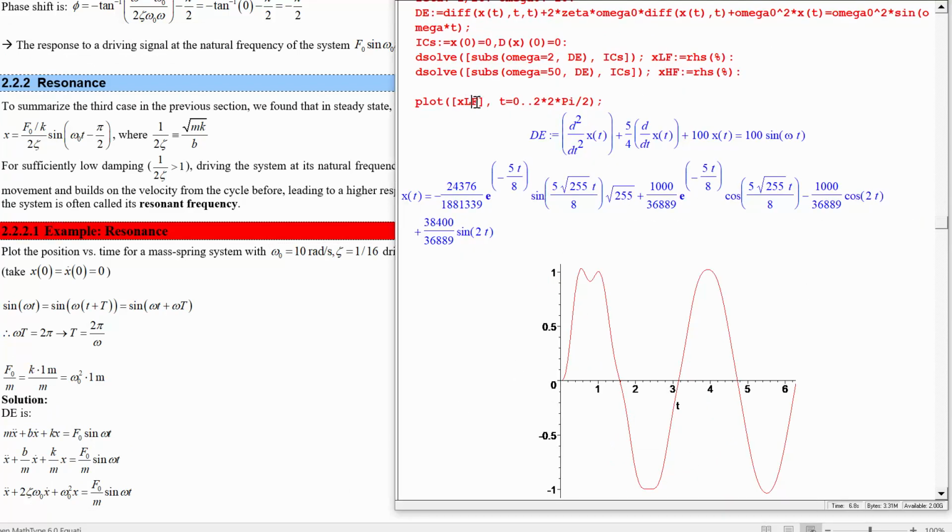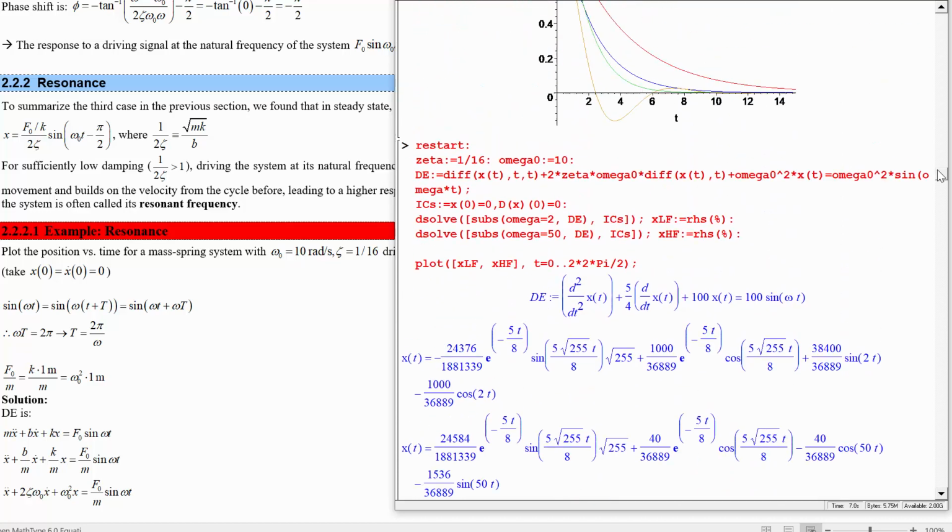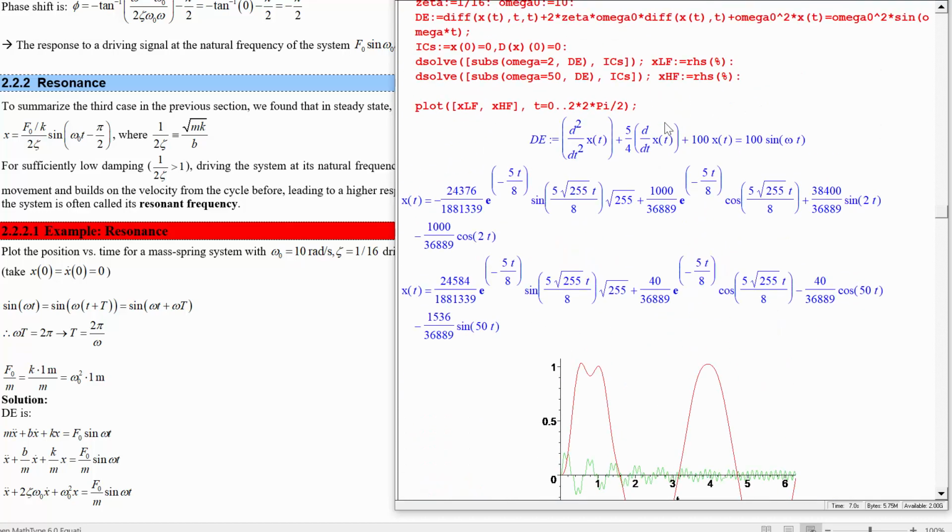So we can plot that as well. And this should be smaller amplitude than the low frequency response. Yeah, so a lot faster because it's at a higher frequency and much smaller amplitude. Finally, we can put in the resonance.